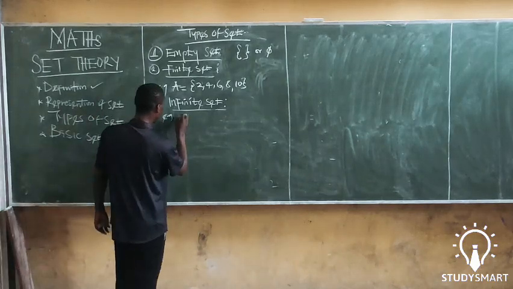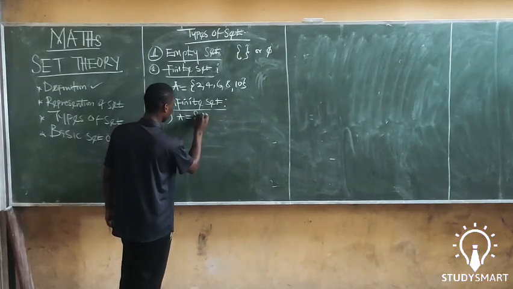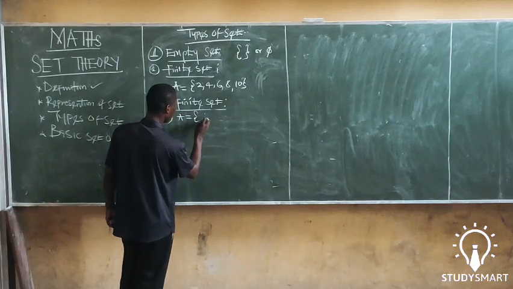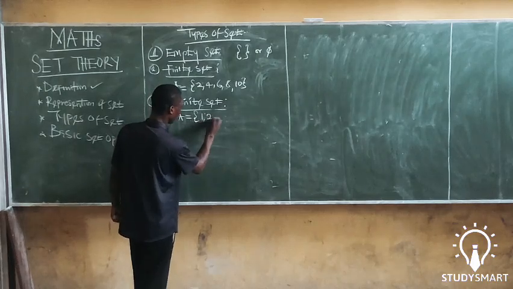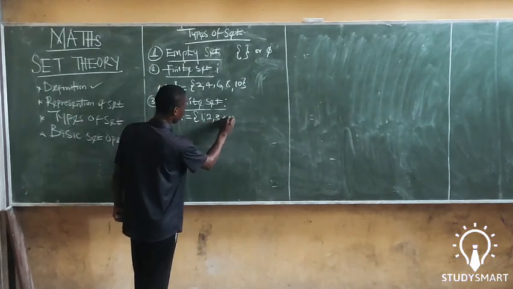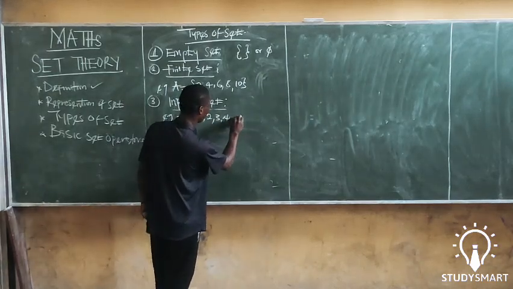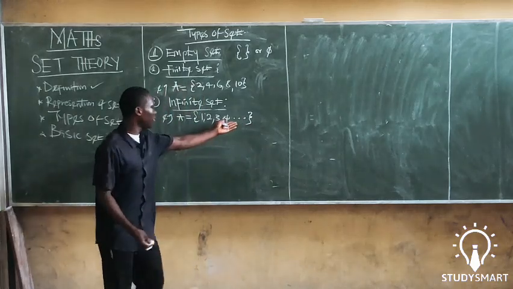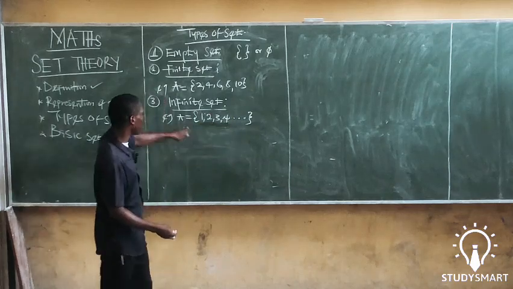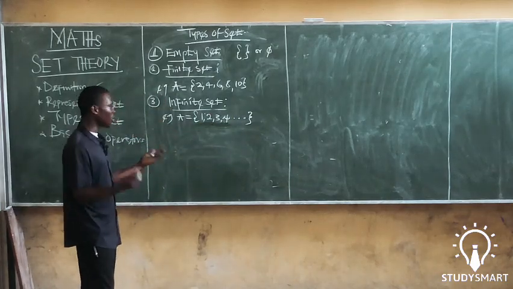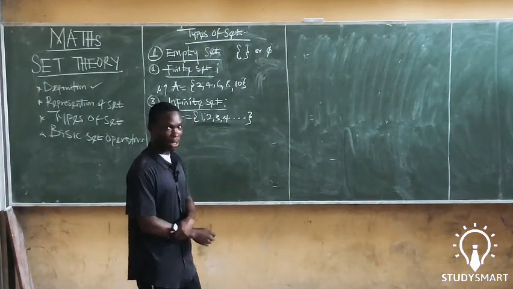For example, if I have A equal to the set of all natural numbers, what are the natural numbers? We have 1, 2, 3, 4. If you want to continue the numbers, you represent them by adding 3 dots, which simply shows that the numbers continue. So that's a typical example of an infinite set. It is a set that involves an unlimited number of elements.